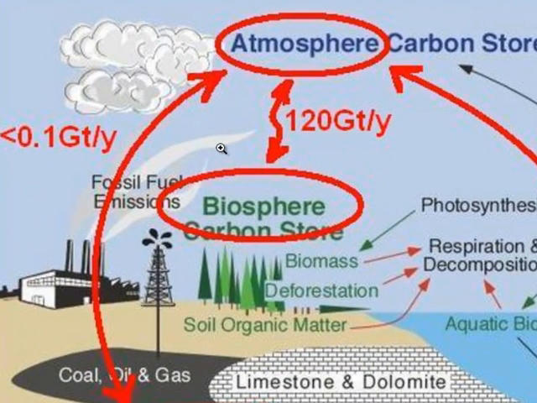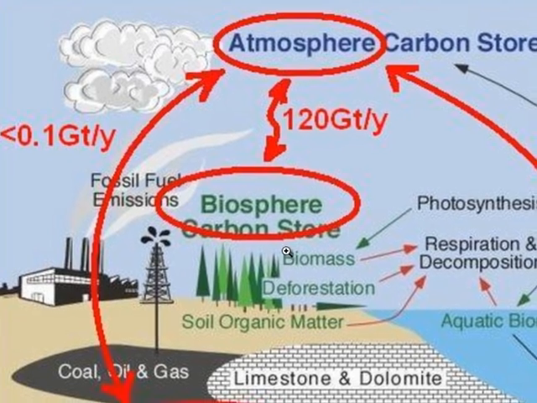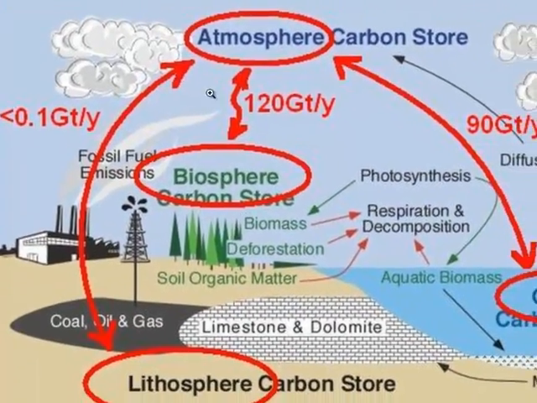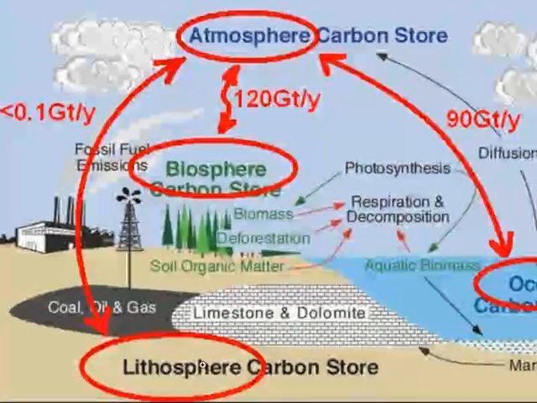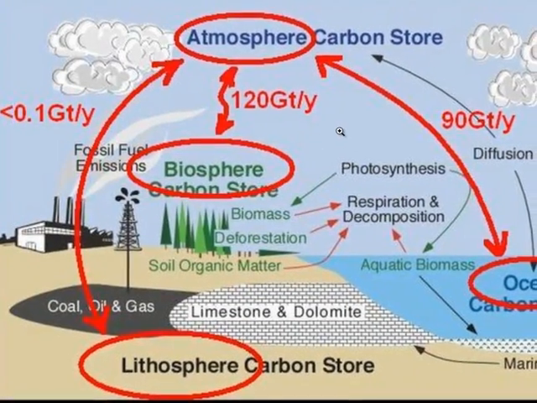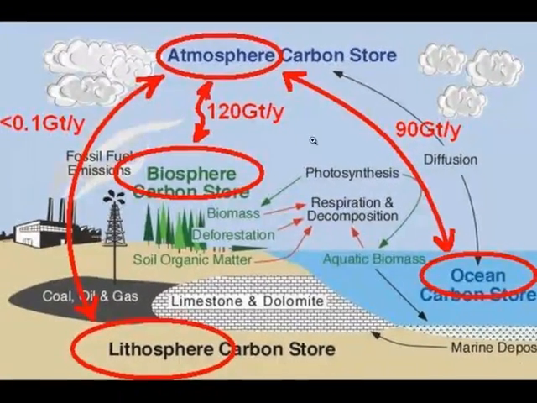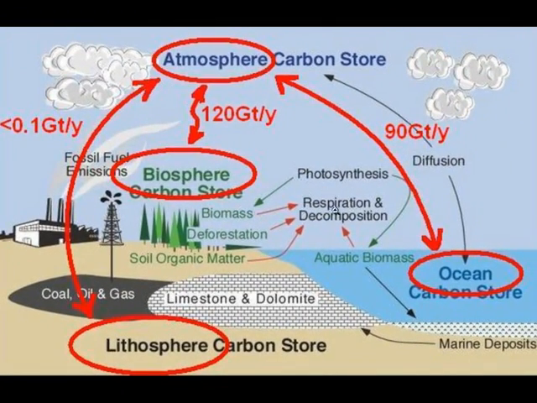The same is for the biosphere. 120 gigatons of carbon leaves the biosphere to go into the atmosphere, but in that same year 120 gigatons goes back into the biosphere again. So there's no actual net gain to the atmosphere, and that's the same for the lithosphere as well. To put it another way, the carbon cycles don't actually add any carbon to the atmosphere, they just recycle it through the atmosphere, and all the 3 different carbon cycles here recycle the carbon through the atmosphere.